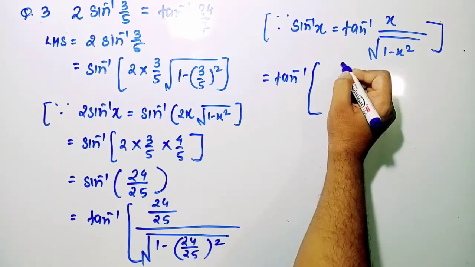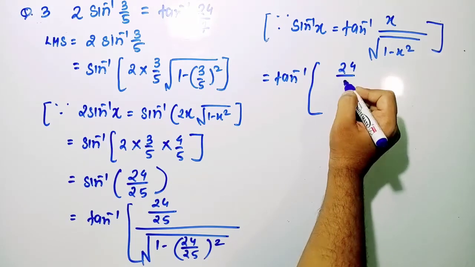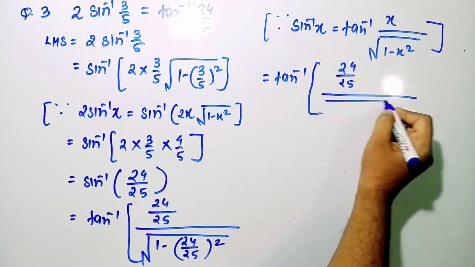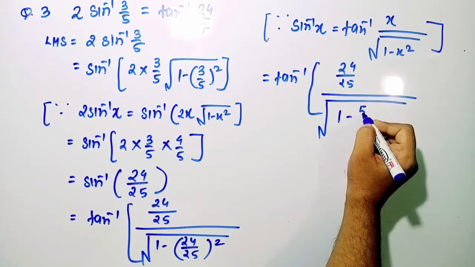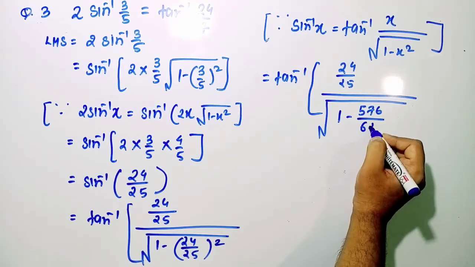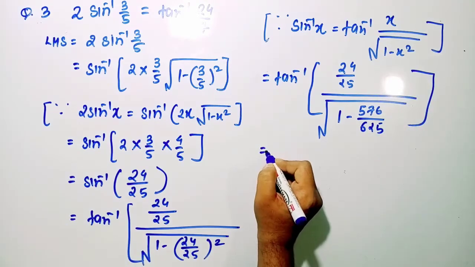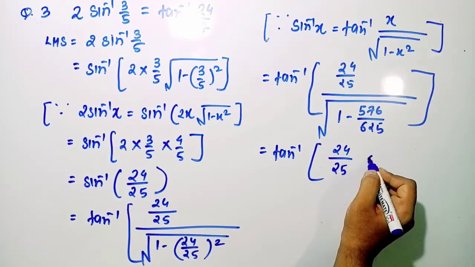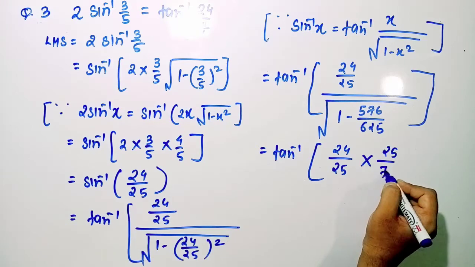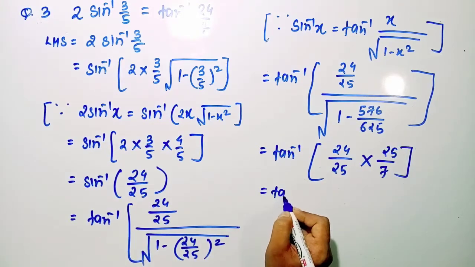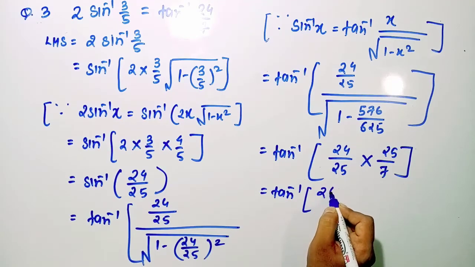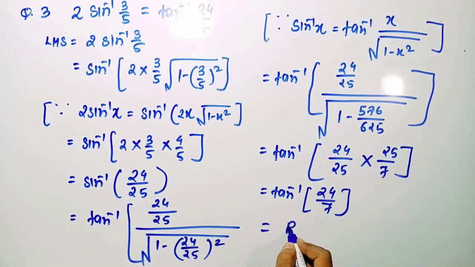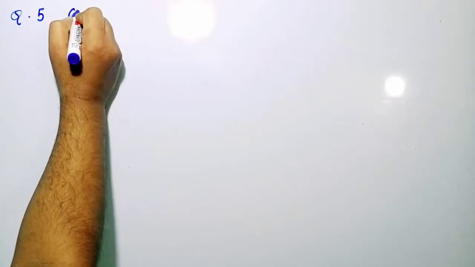So now students, we will simplify this term. So here we are getting 24 divided by 25. Now simplifying the denominator term, we are getting 576 by 625. Again the next term will be tan inverse 24 by 25; by simplifying the denominator and taking the reciprocal of it, we are getting 25 by 7. 25 will be cancelled out, students. So we are getting 24 by 7, right? This is RHS. Hence we proved LHS is equal to RHS. Okay. Now moving to the next question.